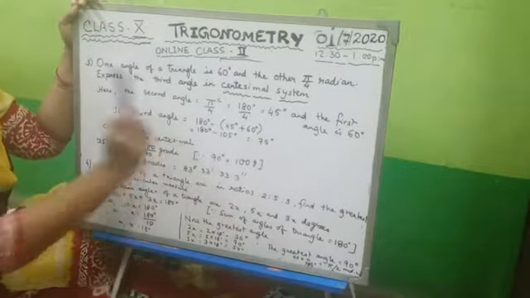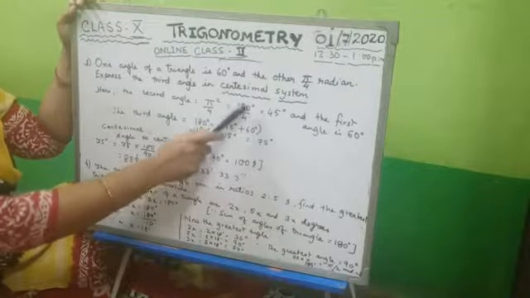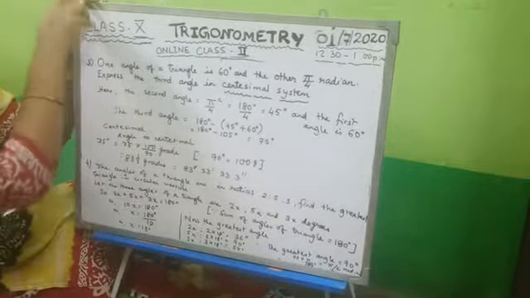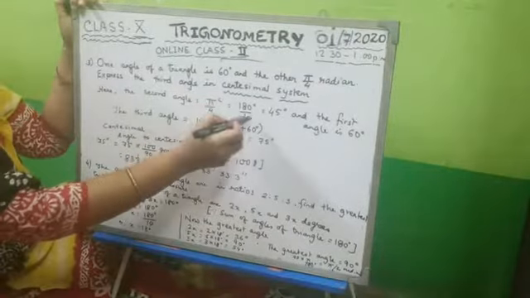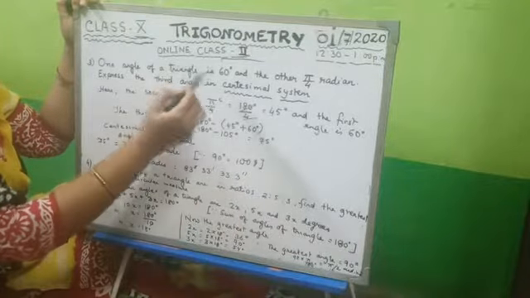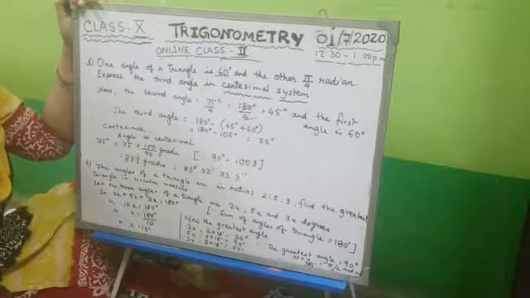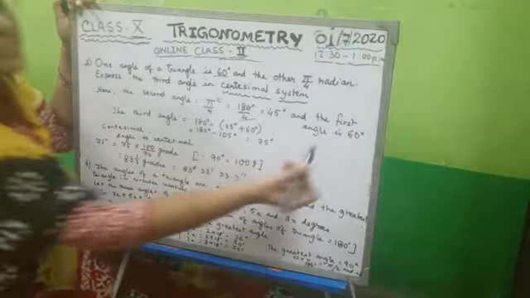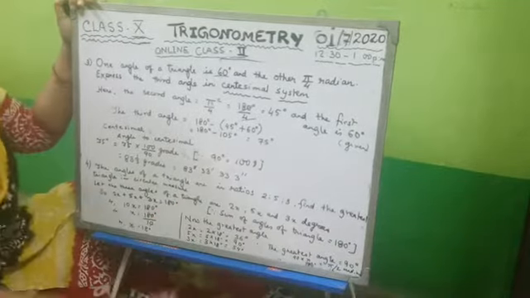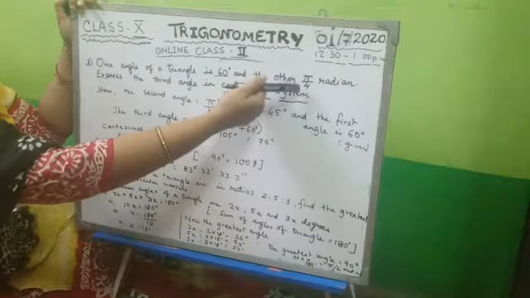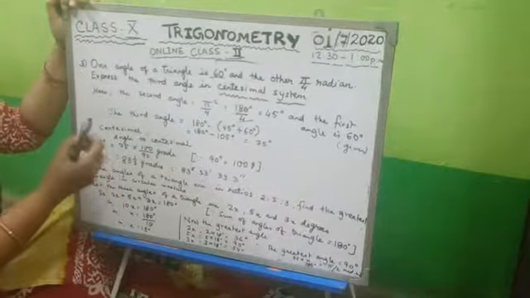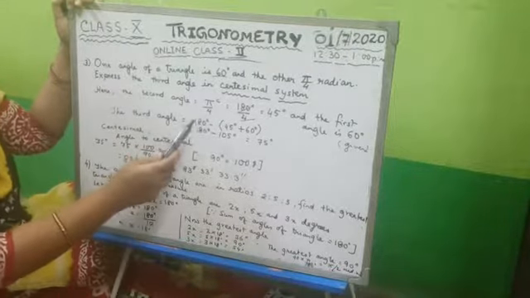Pi by 4 radian can be expressed as how much? 180 degrees divided by 4. If you cancel it, how much will you get? 45 degrees. And the first angle is already given to you. The first angle is 60 degrees. The second angle was given in circular value, which we have changed to degrees.